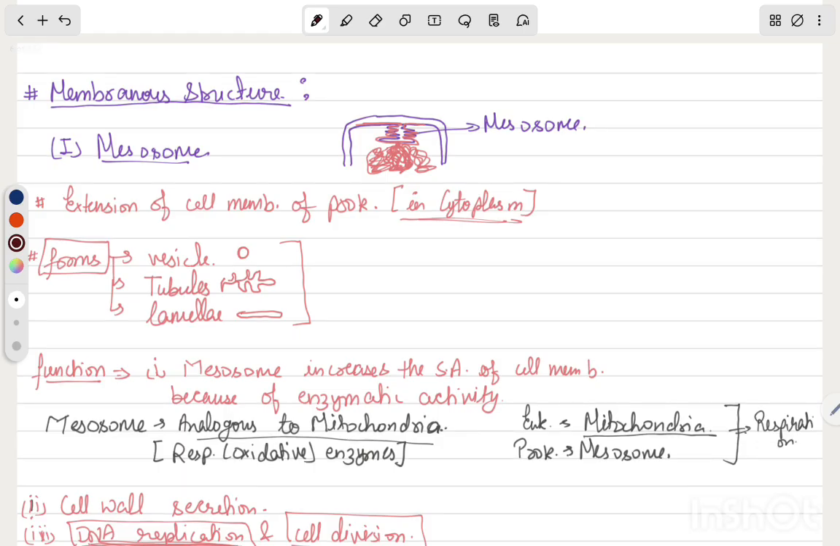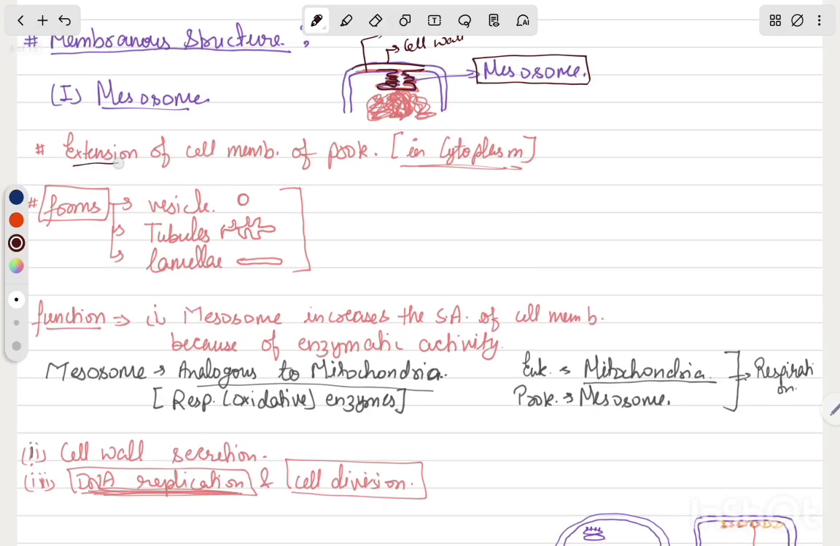Next is the membranous structure of the prokaryotic cell. If we talk about membranous structures of prokaryotic cells, the first important membranous structure is the mesosome. This is the cell wall, and this second internal structure is the plasma membrane. An extension of the plasma membrane to increase the surface area is termed the mesosome, right? Mesosome is an extension of the cell membrane of the prokaryote into the cytoplasm. This semi-fluid matrix is the cytoplasm, right?